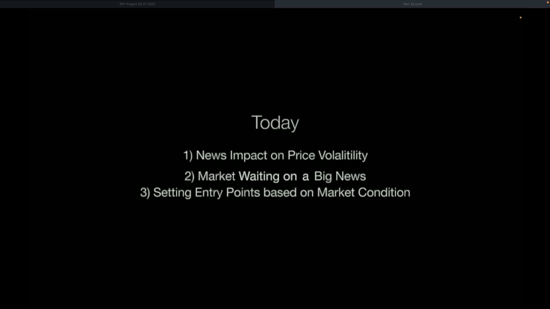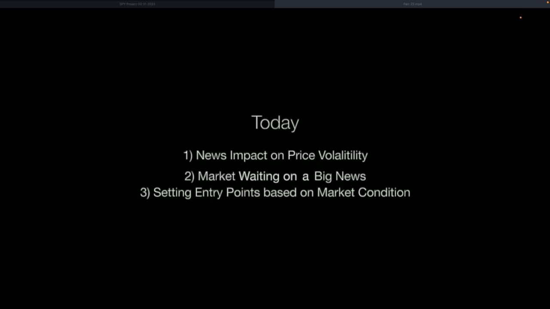Hello, everyone. Here are the three things that we need to pay close attention to. Number one is daily news impact on price volatility. Two is when the market is waiting on big news, like the FOMC report related to interest rate. And number three, setting entry points based on market conditions.